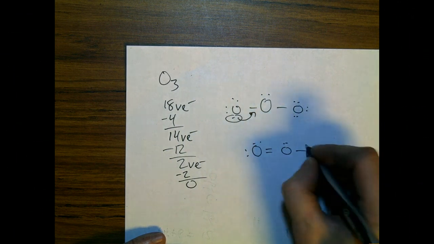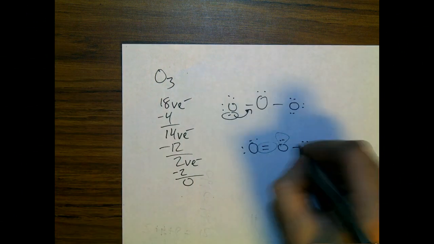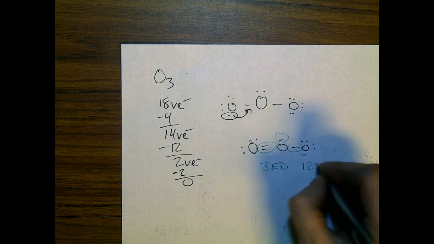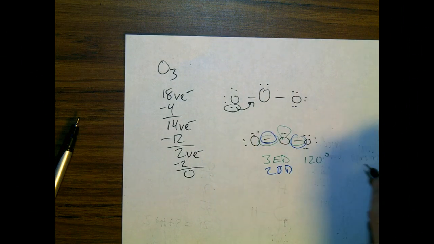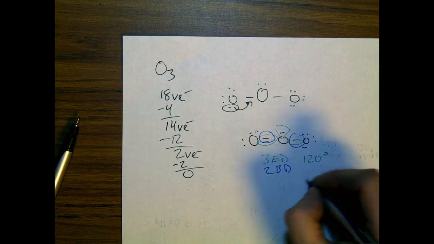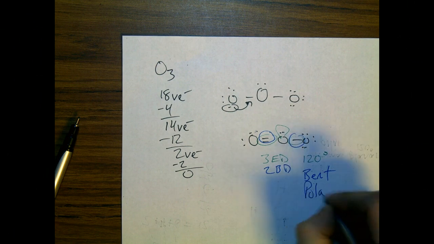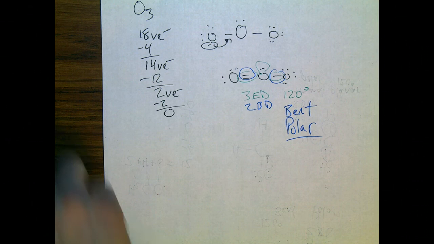Same story as before. When you look at it, you could have had the double bond on the other side. Doesn't matter. It's a 3-dimensional molecule. We have 3 electron domains, which instantly tells me that it's 120 degrees. But I only have 2 bonding domains, which means that I have a bent structure. And if it's bent, it's always polar. Okay, that's ozone. Let's move on to the next one.